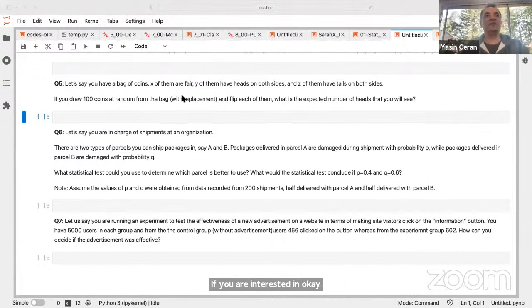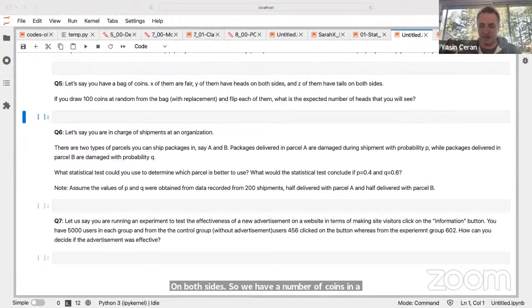All right. So let's say you have a bag of coins. X of them are fair. Y of them have heads on both sides. And Z of them have tails on both sides. So we have a number of coins in a bag, and X of them are fair means when you flip the coin, there is equal probability that you can get head or tail.